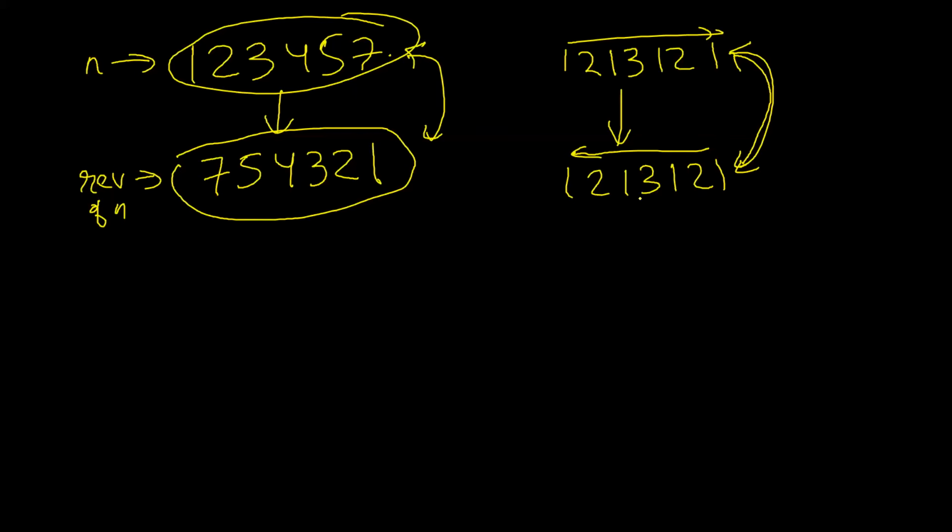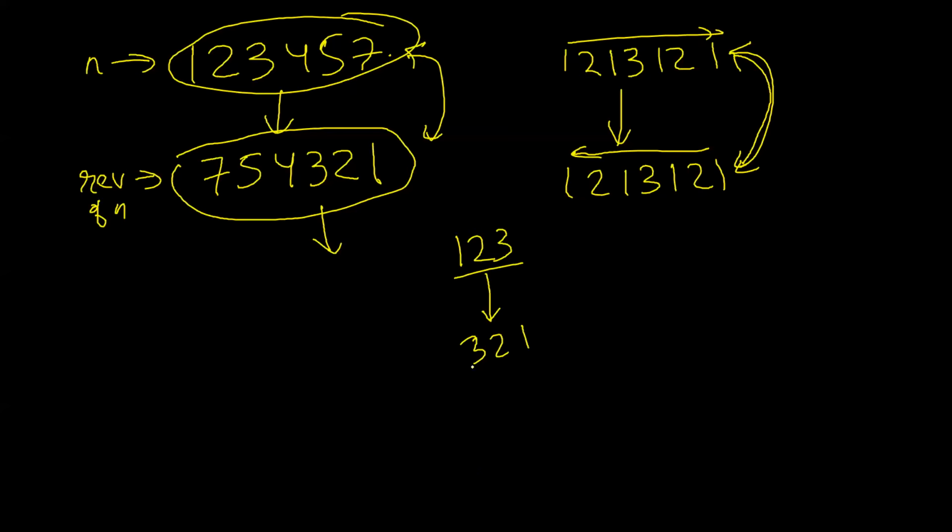So the whole game is in making this thing. So how do you do that? That's the question. There's a number, 1, 2, 3. How do you make 3, 2, 1 from it? That's the question, right?